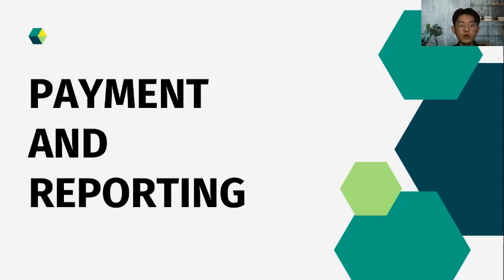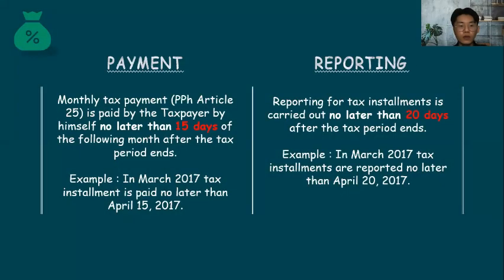Okay, the next material is about payment and reporting in Article 25. For the payment, the monthly tax payment, which is income tax Article 25, is paid by the taxpayer by himself no later than the 15th day of the following month after the tax period ends. For example, for March 2017, the tax installment is paid no later than April 15, 2017, with the condition that April 15 is not a holiday or weekend. If April 15 is a holiday or weekend, we can pay it the next day. It can be the 16th, 17th, or 18th, on working days.